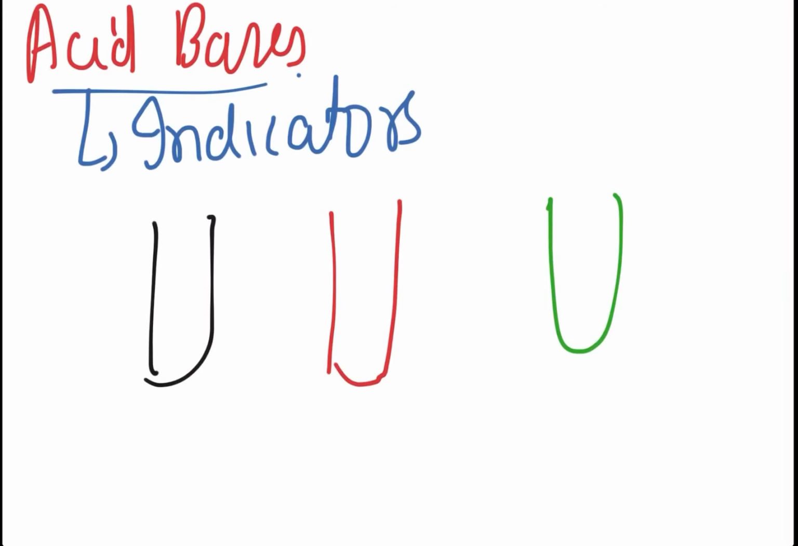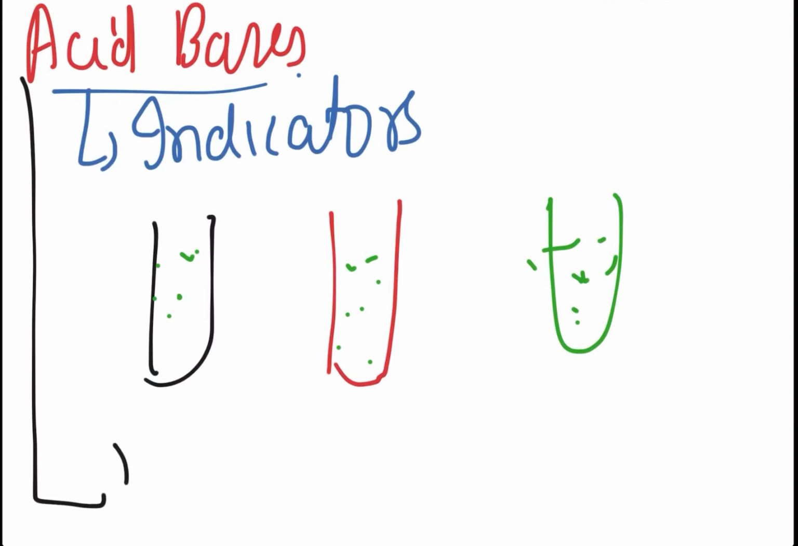In each of them I had 3 solutions, A, B and C. You can see these solutions. I had put blue litmus in all of them and observed the change, so you have to identify which is acid, which is base and which is neutral. Or I had put phenolphthalein in it, or methyl orange in it, etc. This is generally asked.